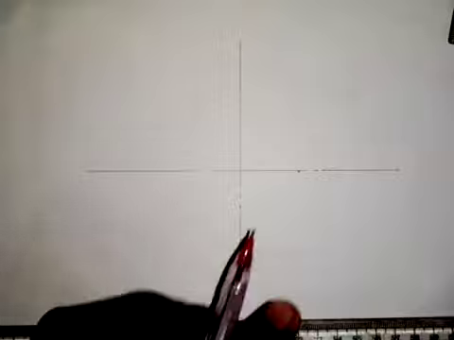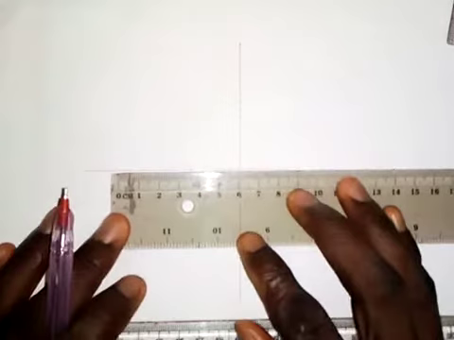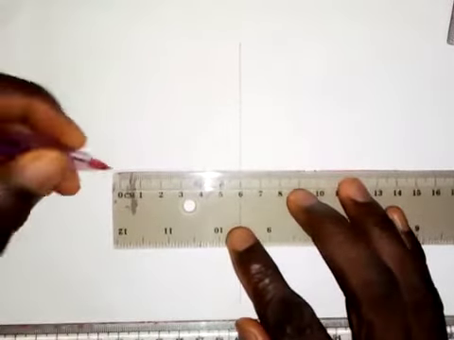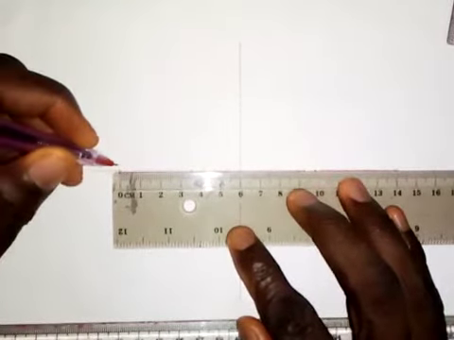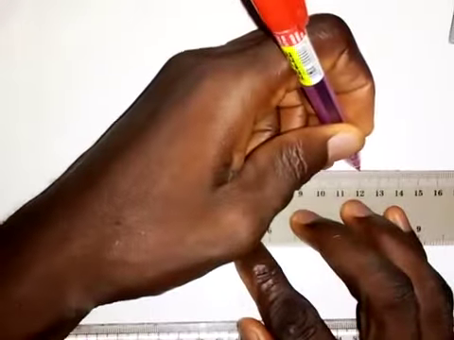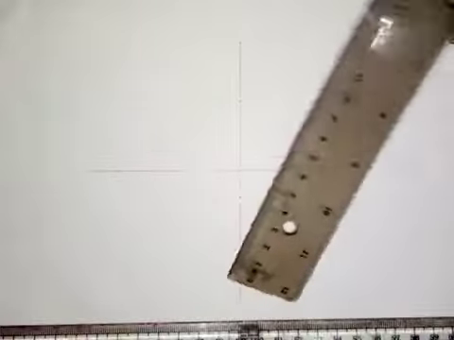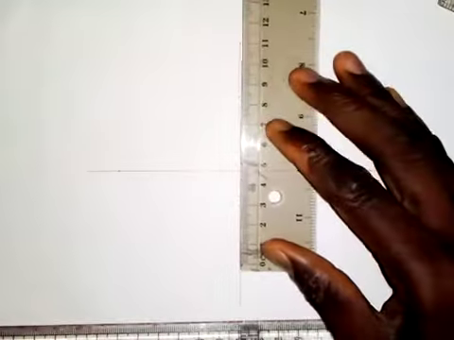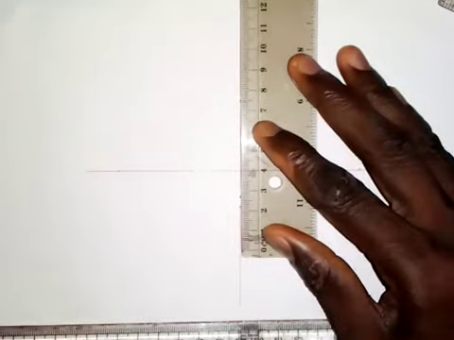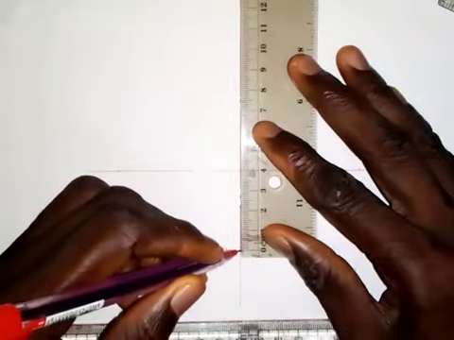What I need to do now is to take a measurement. From the point of intersection of the two lines, I will take a measurement of 60 millimeters to the left side, and I will also take 60 millimeters to the right side. Also on the vertical line, I will take 40 millimeters down from the point of intersection, and I will take 40 millimeters up from the point of intersection.